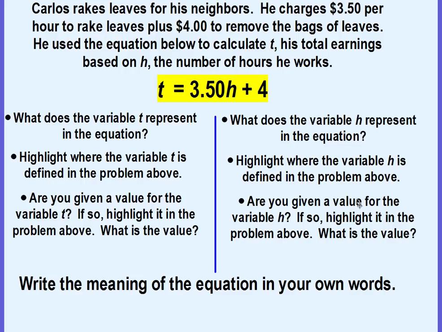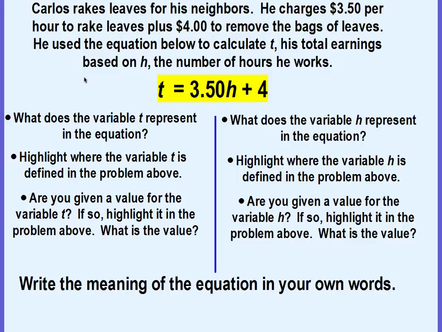Carlos rakes leaves for his neighbors. He charges $3.50 per hour to rake leaves, plus $4 to remove the bags of leaves. He used the equation below to calculate T, his total earnings, based on H, the number of hours he works. So what does the variable T represent in the equation?